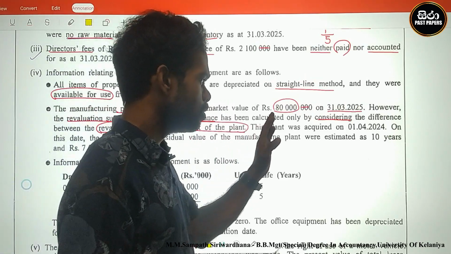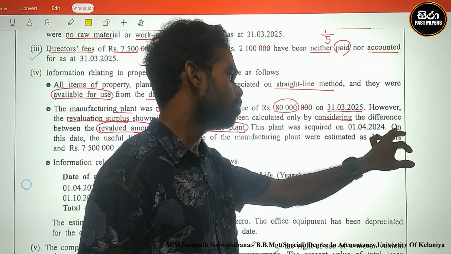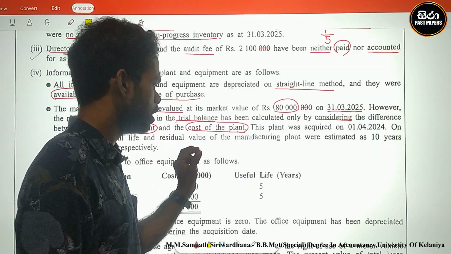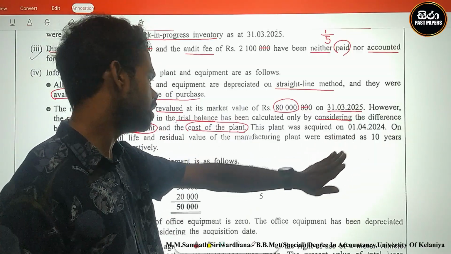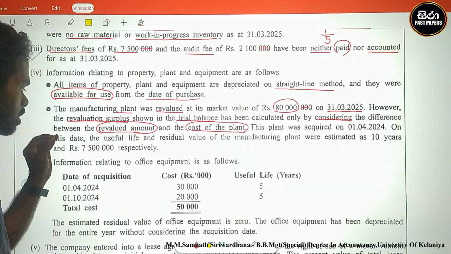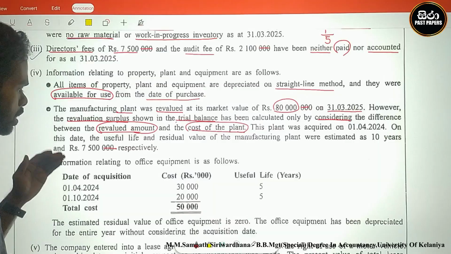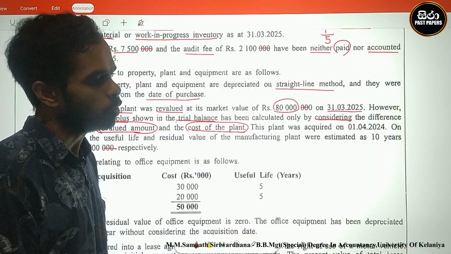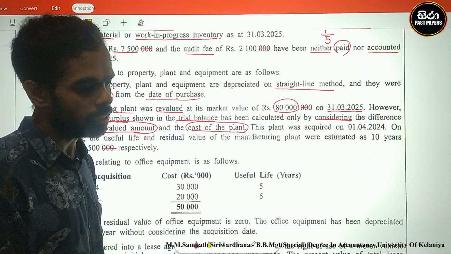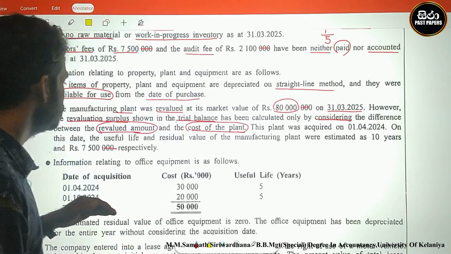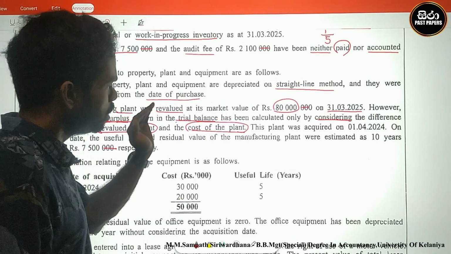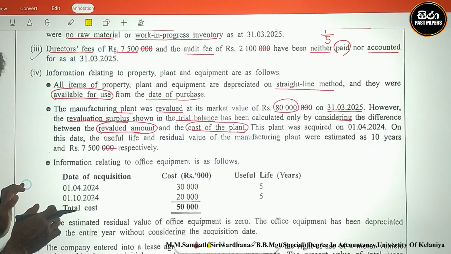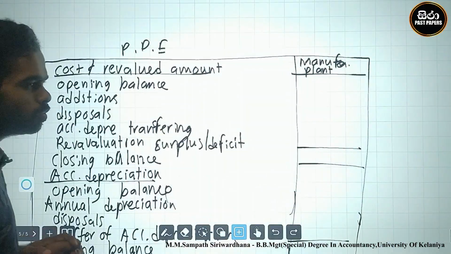Okay, this plant was acquired 1st April 2024. On this date, the useful lifetime and residual value of manufacturing plant were estimated 10 years and residual value was 7.5 million, that is 7,500 respectively. What is that? Look here, they already revalued. What is the market value? Manufacturing plant was revalued at its market value 80,000. Okay, 80,000 was the revalued amount. Therefore, the revaluation was wrong.